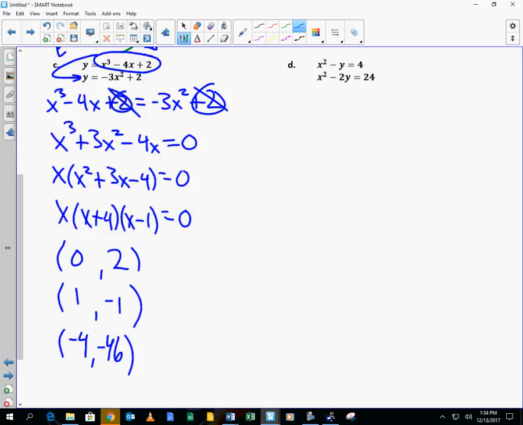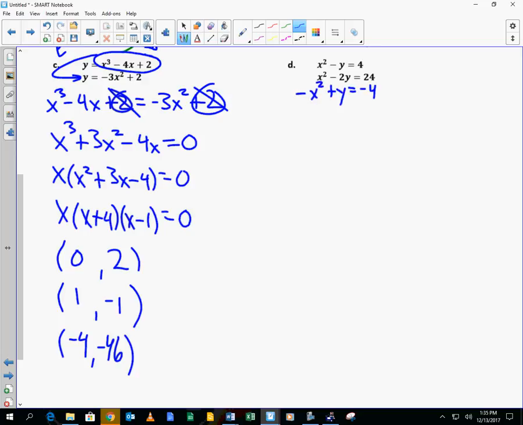Now, before we get to the last set of problems, we're going to do this last one here. What's different about this one compared to what we just saw? I'm actually going to eliminate the x squareds. I'm going to multiply the top through by a negative 1 and get negative x squared plus y is equal to negative 4.